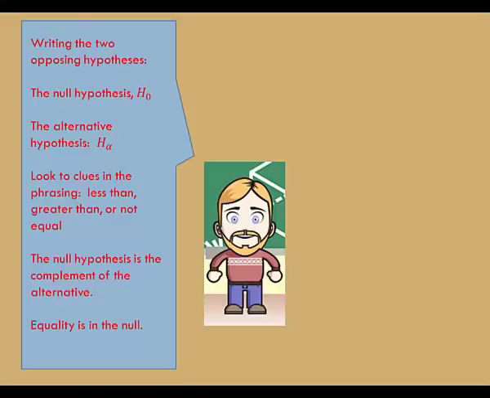So, in this video, we learned how to construct the two opposing hypotheses, the null hypothesis, H0, and the alternative hypothesis, H alpha. We look for clues in the phrasing that may indicate that a less than, greater than, or not equal statement is appropriate. The null hypothesis is the complement of the alternative hypothesis, and equality is always in the null hypothesis.